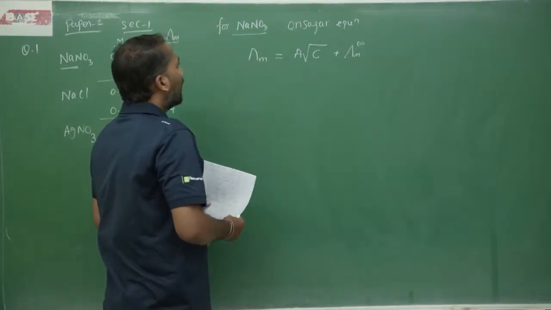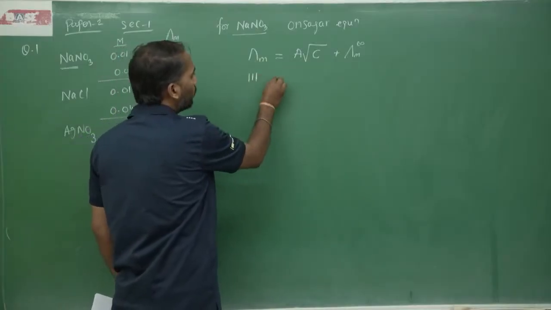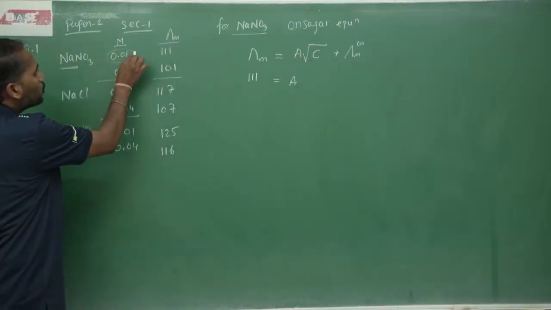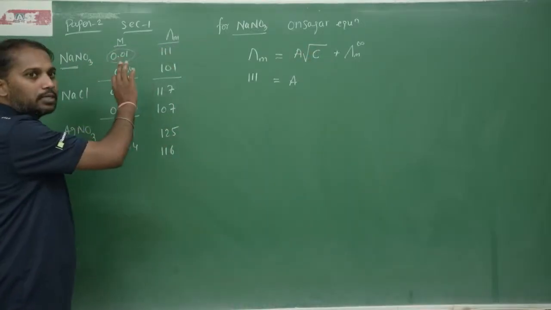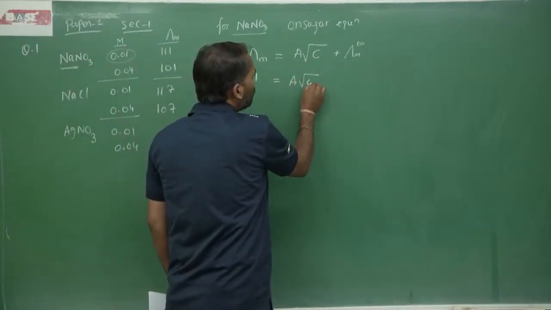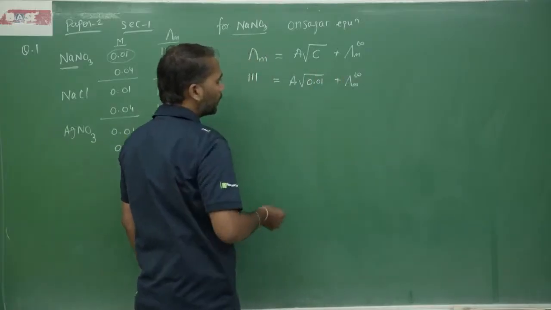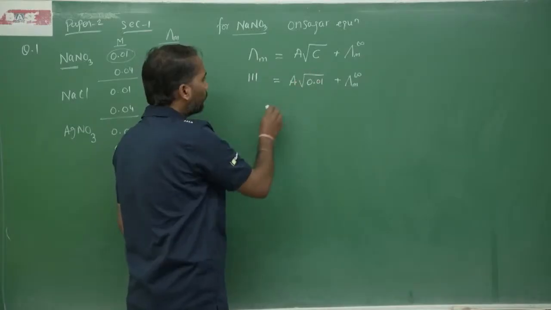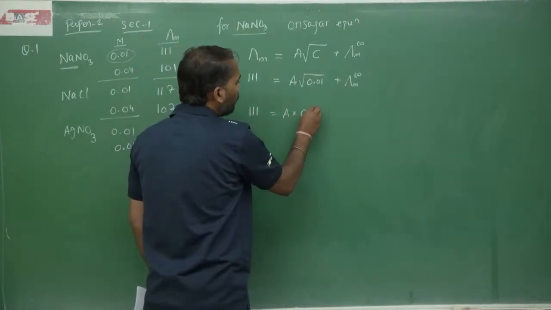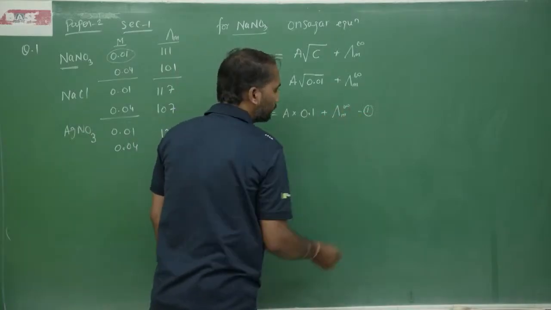So I'll write the molar conductivity at any dilution, 111 for 0.01 concentration, equals A into root C. The concentration is 0.01, which is 10 power minus 2, so its root is 0.1, a perfect root, plus lambda infinite. So you get 111 equals A into 0.1 plus lambda infinite. Let it be equation 1.